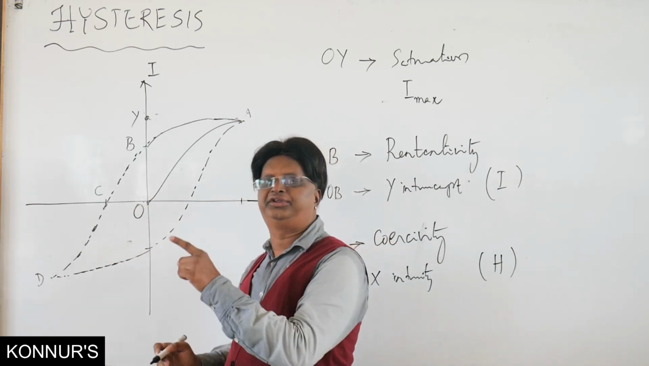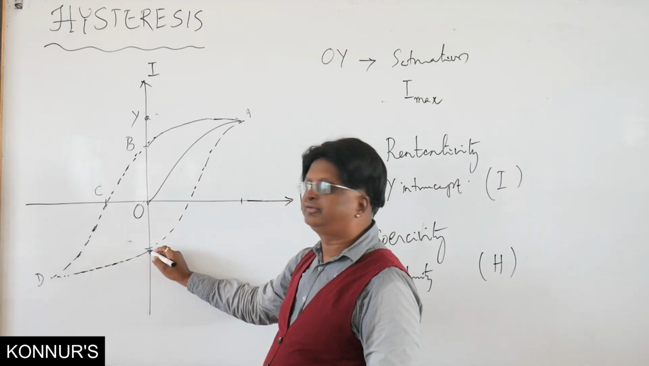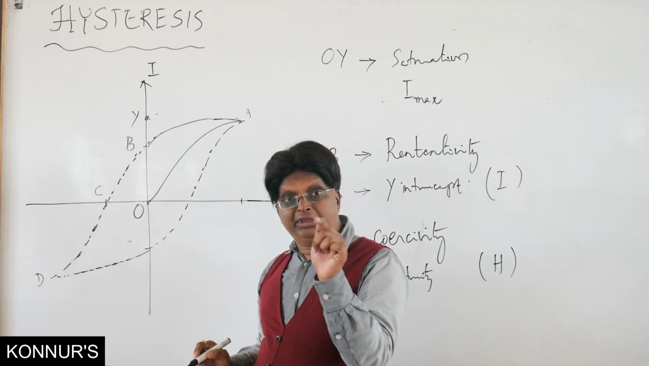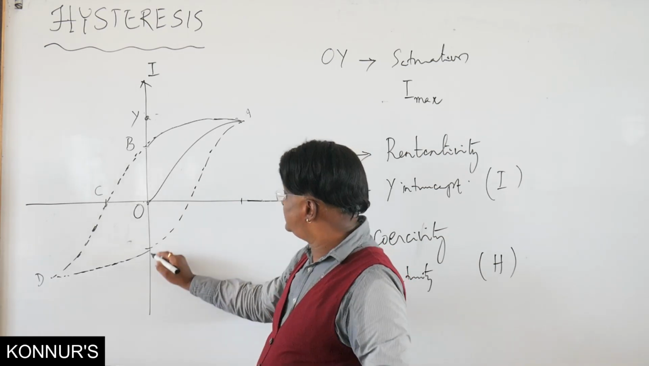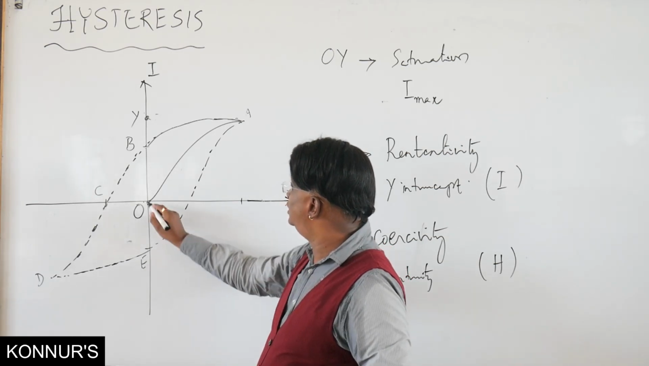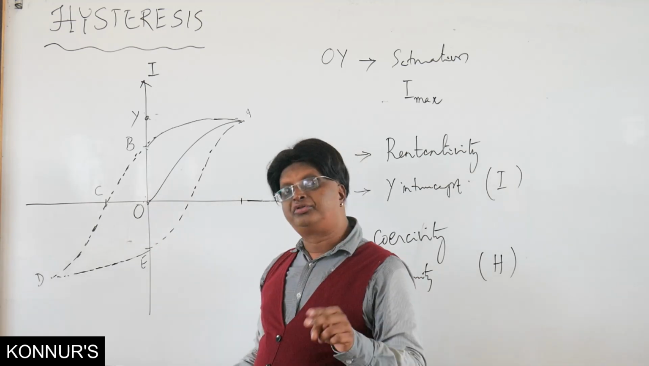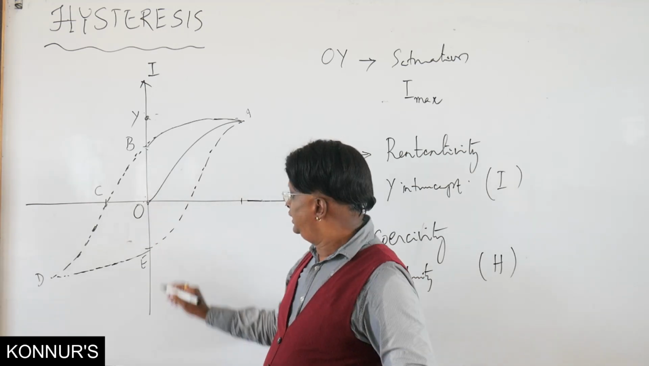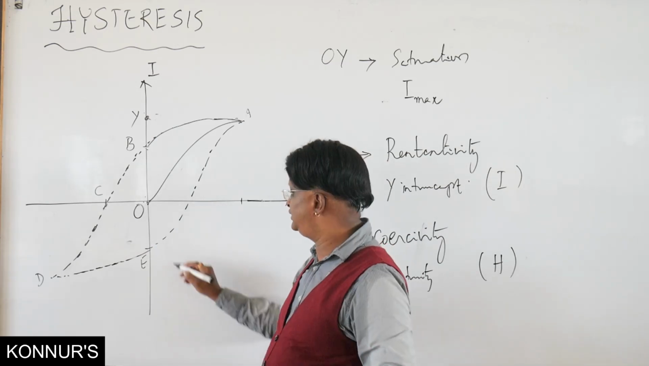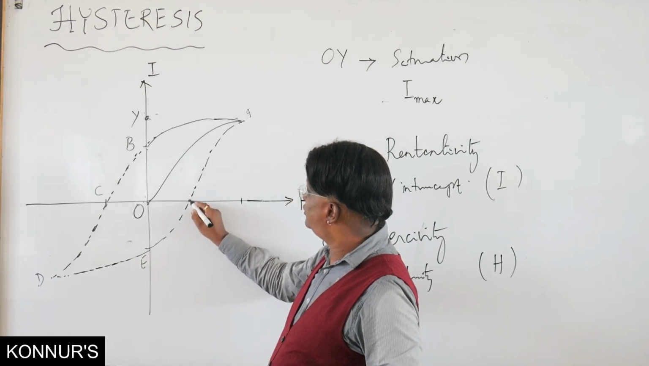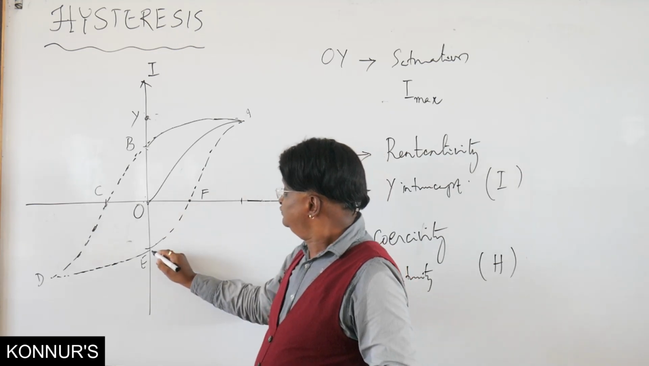Again, the value of H decreases, the value of I decreases, but there is no question of I being 0 for H equal to 0, because of the property of retentivity. Therefore, this point E, if I call it so, OB and OE both refer to retentivity. And again, if H starts increasing in the other direction, the same will happen. Of course, I call this point F.